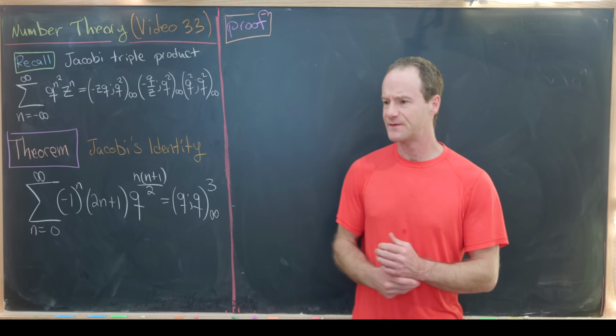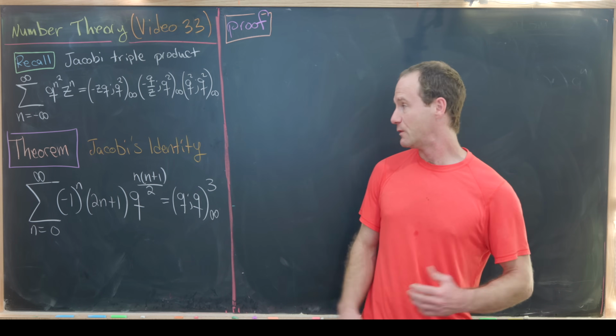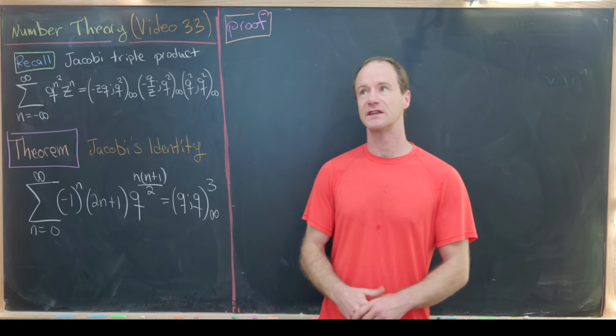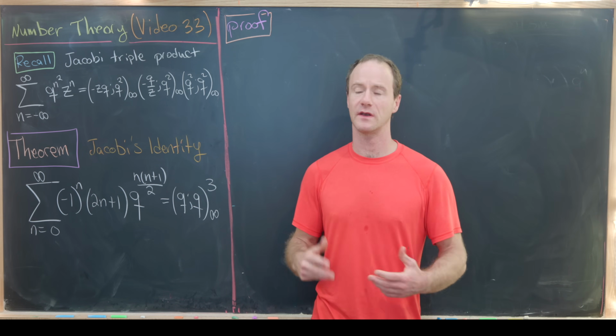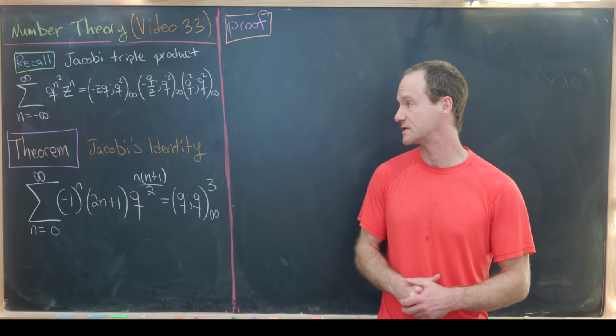And so in the last video, we proved something called the Jacobi triple product. And today we want to prove something called Jacobi's identity. And then we'll use that to prove a very important and famous congruence that Ramanujan proved about integer partitions.